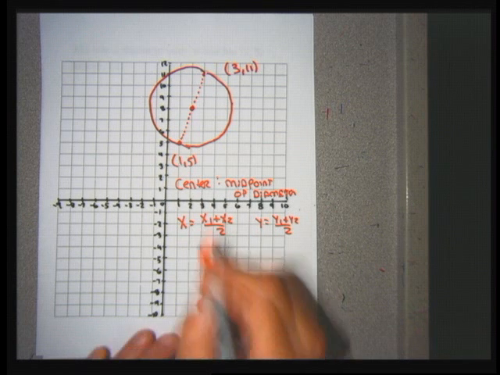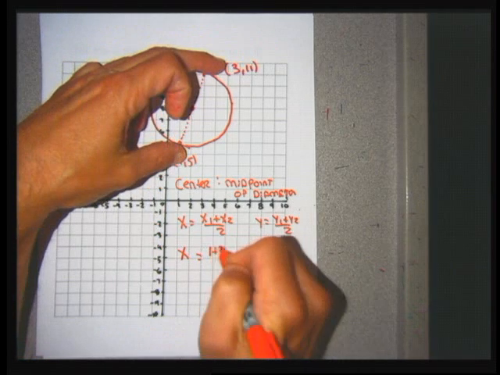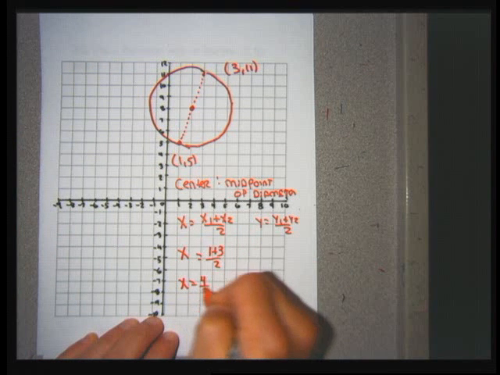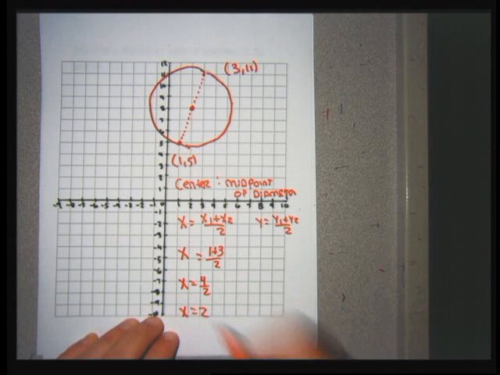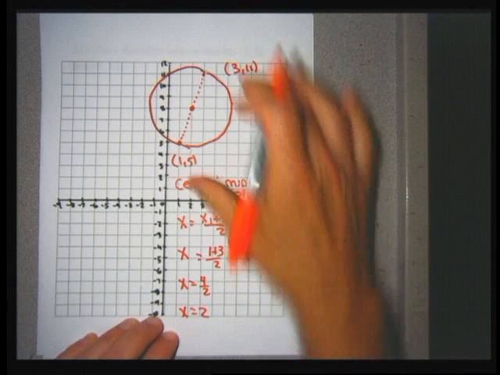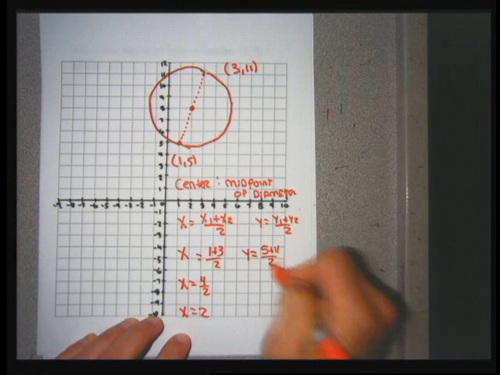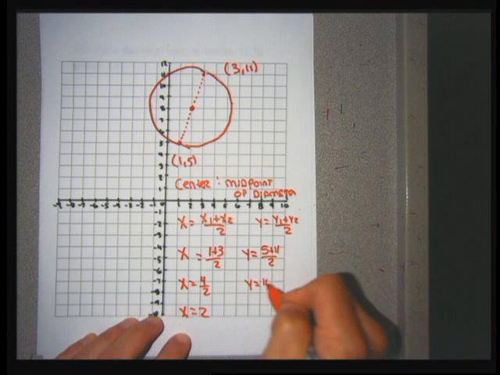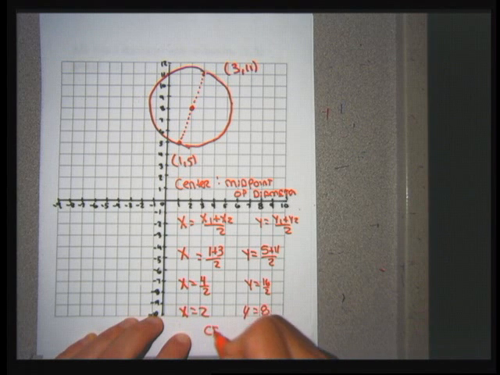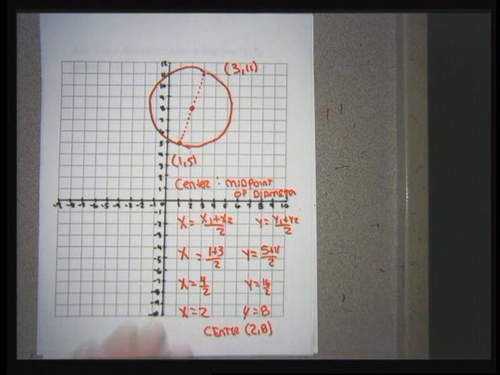So for the x-coordinate of the midpoint, I'm going to add the x-coordinates of the points, 1 and 3, and divide by 2. This is going to give me 4 over 2, which is 2. To get the y-coordinate of the center, which is the midpoint of this line, I'm going to add the y-coordinates of the points, which are 5 plus 11, and divide by 2. This is going to be 16 over 2, which is 8. So the center of the circle that's described is the point (2, 8).